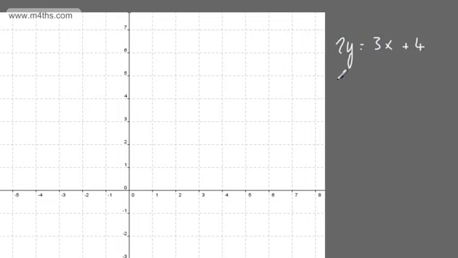So what I want is this in the form y is equal to mx plus c. I've got 2y, so I'm going to divide both sides now by 2. So I'm going to end up with y is equal to 3/2x plus 4 divided by 2, which is going to give me 2.